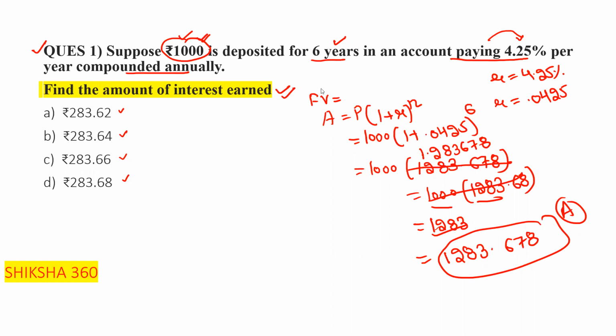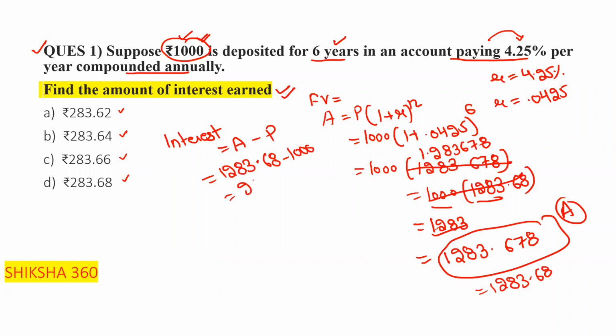Next, what we have to get is the interest. How can we get the interest? Amount minus principal. 1283.678, making it up to 2 decimals, is 1283.68, minus 1000. It comes out to 283.68. So this is the answer.